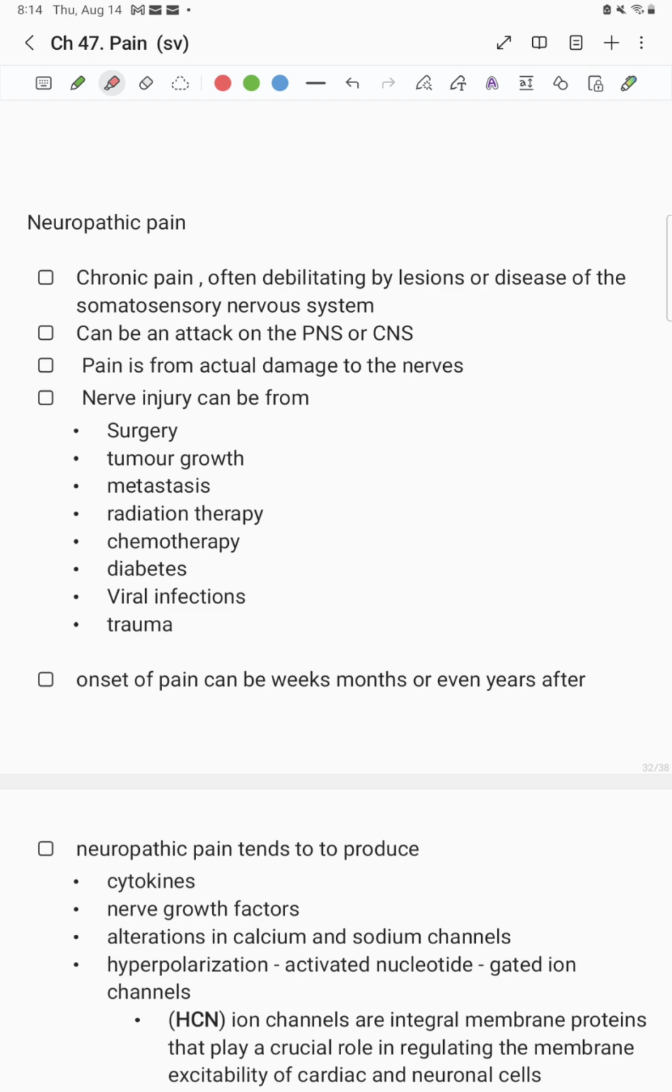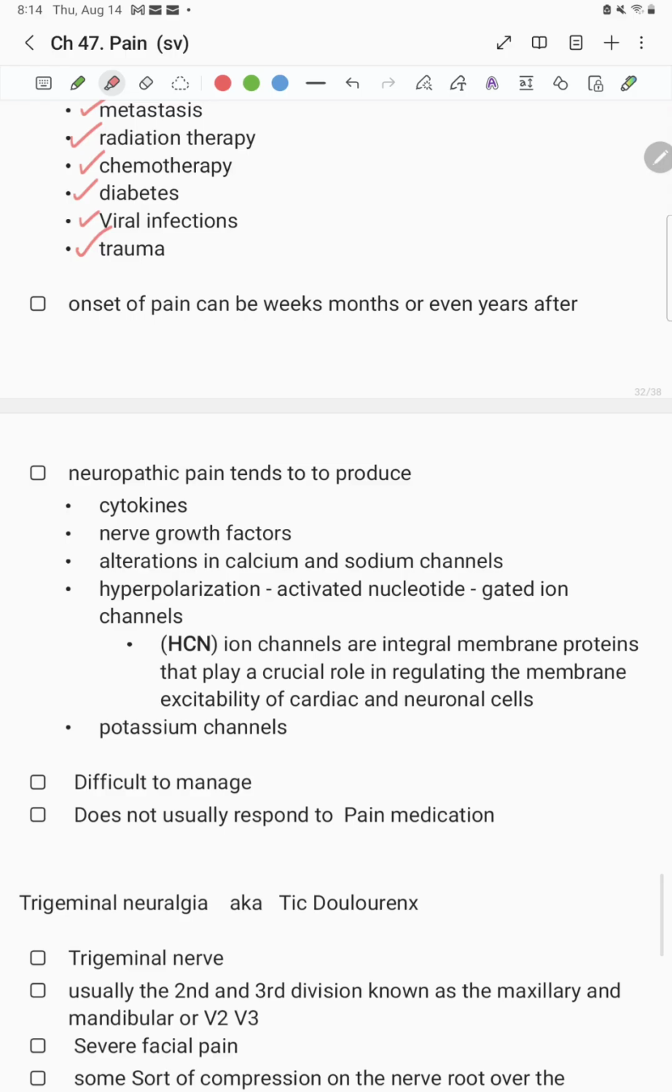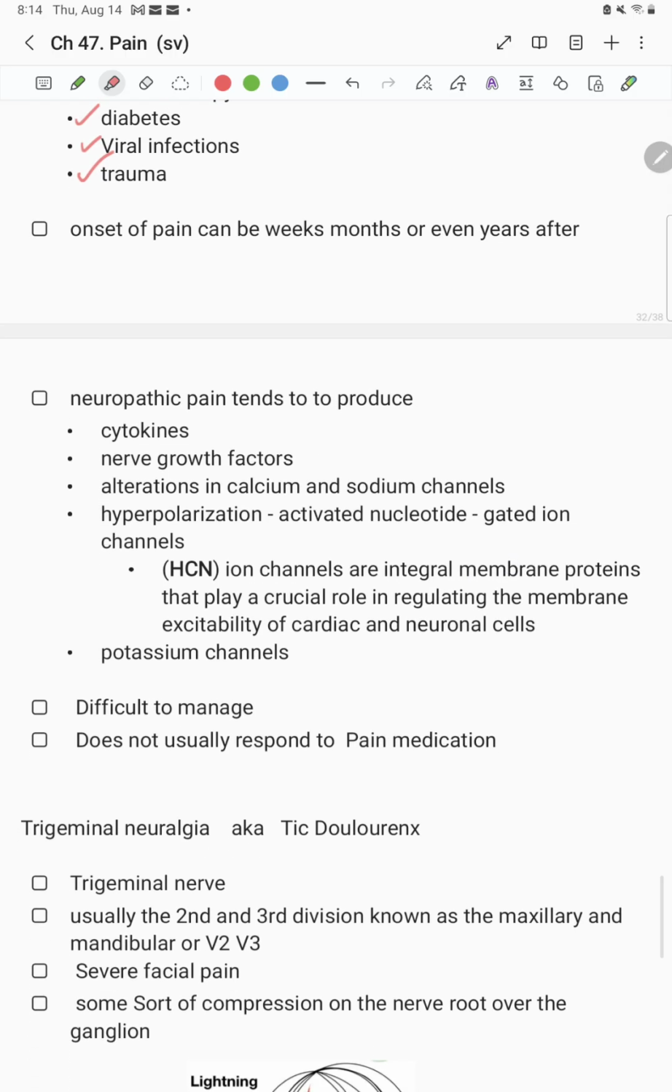The pain is actually from damage to the nerves. And the nerve damage can be from a side effect of surgery, tumor growth, metastasis, radiation, chemo, diabetes, viral infections, and trauma. Onset of pain can be weeks, months, or even years after.